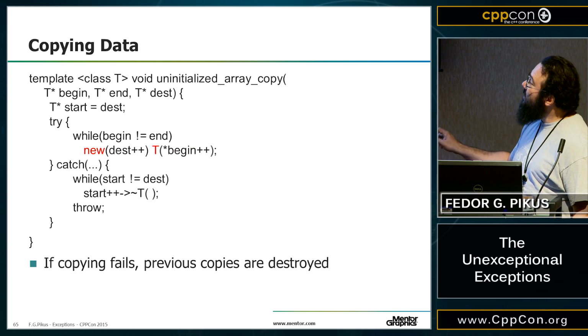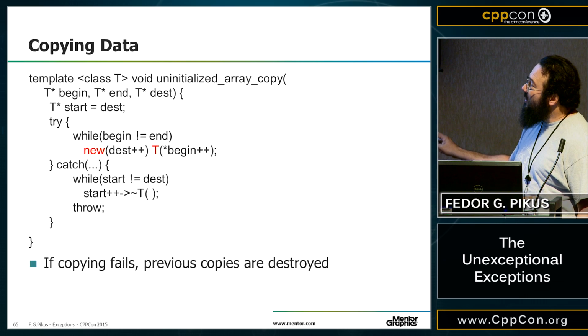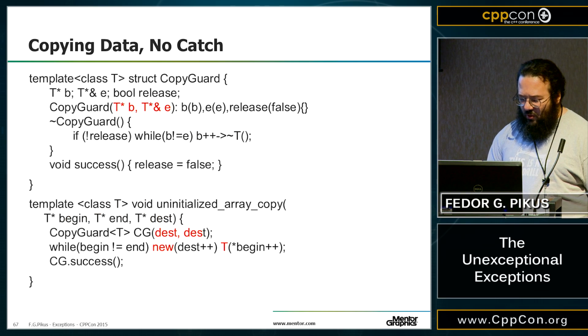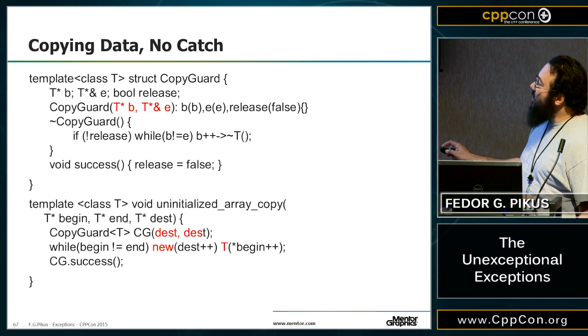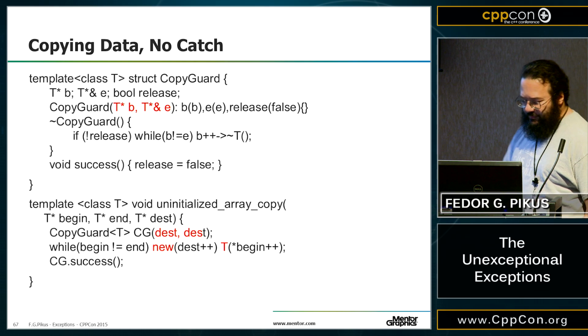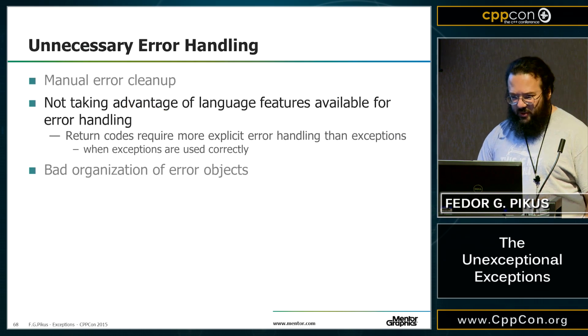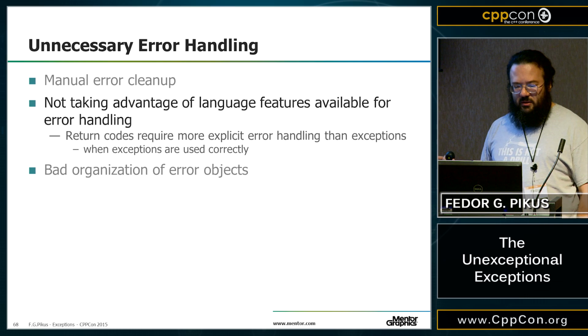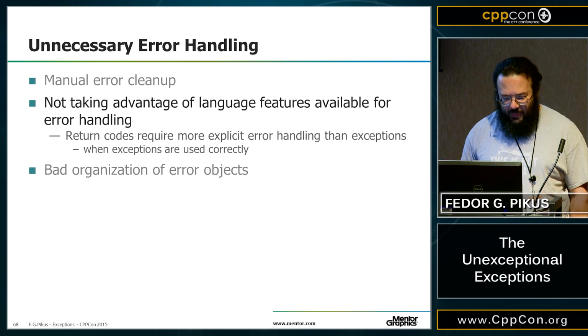Compare with this catch block. This is basically the same code, only now there are no catch blocks. Now there is one trick, of course. We don't want that destructor to destroy everything if this copy succeeded. So we have to do the equivalent of the release. On success, we have to release. Thank you. Okay, so don't do manual error cleanup. Do automatic error cleanup.